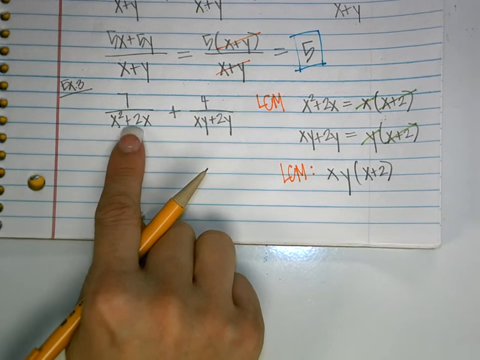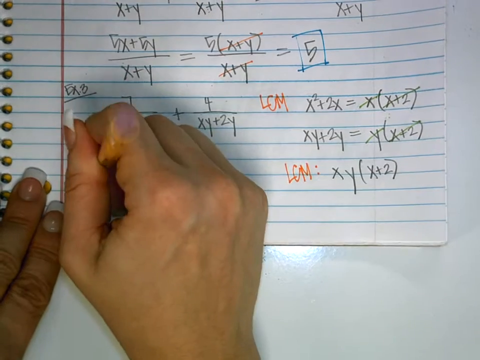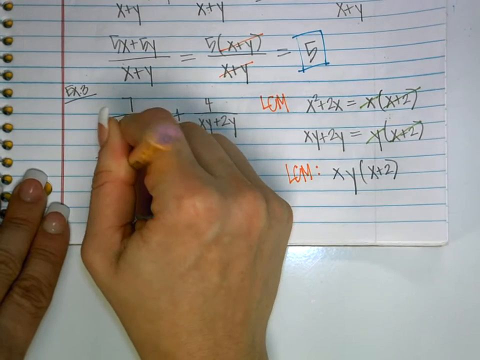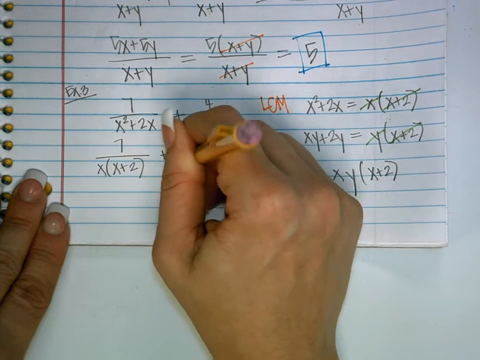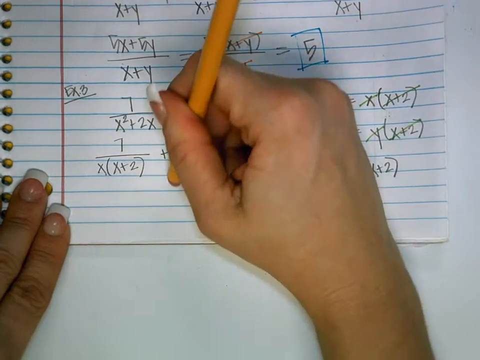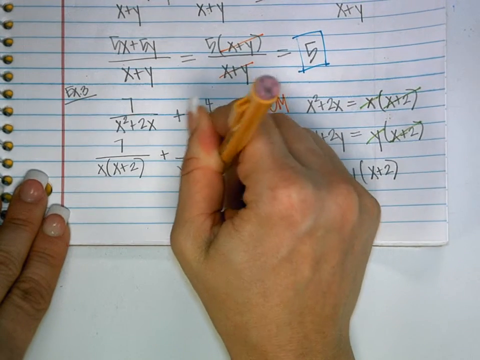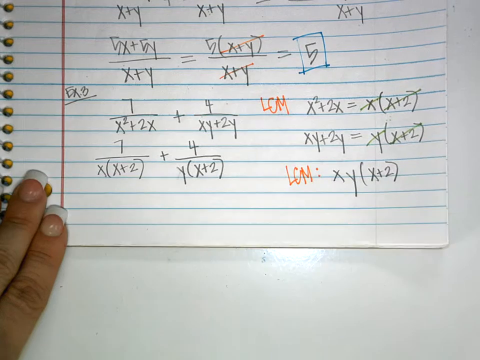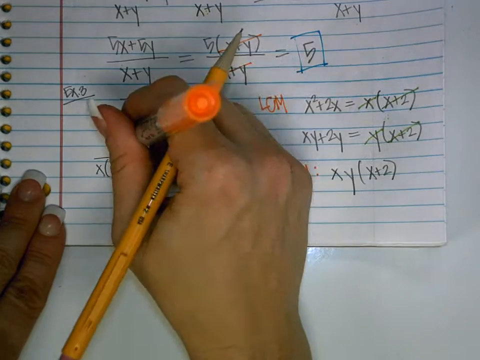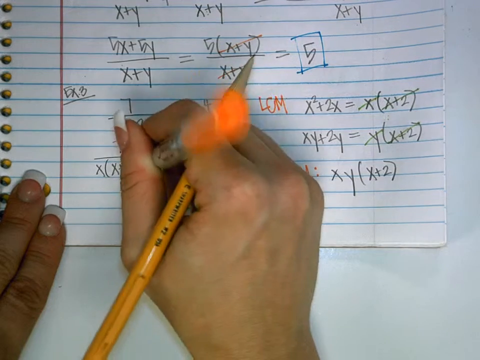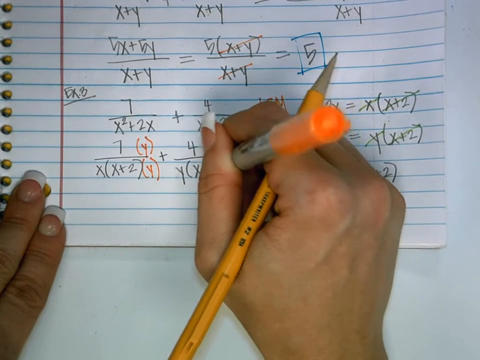So what's missing? Actually, it's a little bit easier if we rewrite this in factored form. So this is x times (x plus 2). It's a little bit easier to see what's missing. And that would be, oops, sorry, y times (x plus 2). Okay, so now it's a little bit easier to see: what do I have to multiply my first fraction by? A y, because that's what's missing. What do I multiply the second fraction by? The x, because that's what's missing in it.